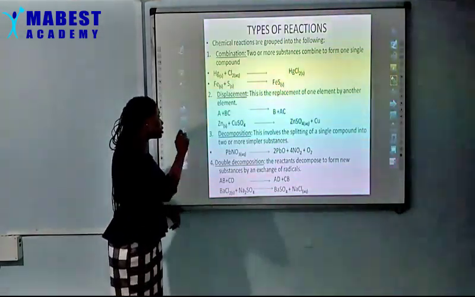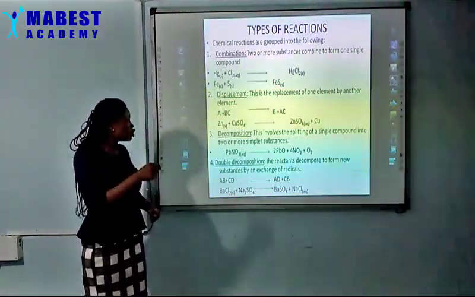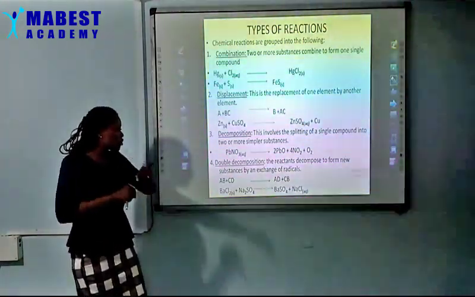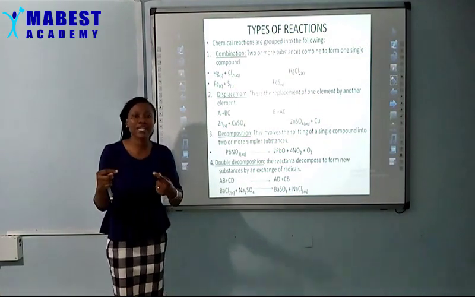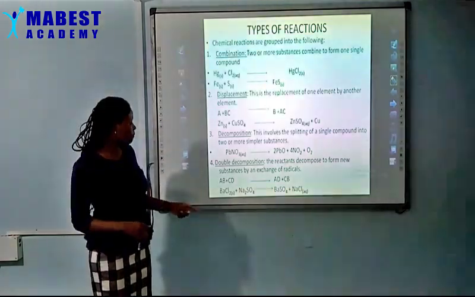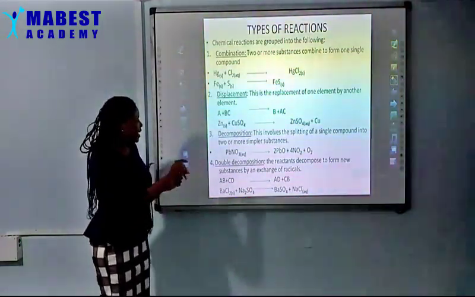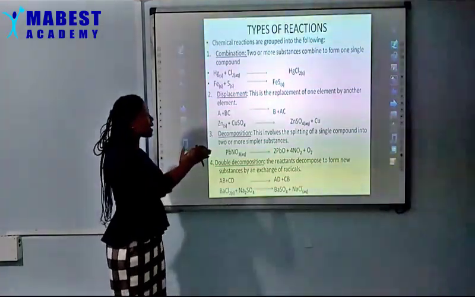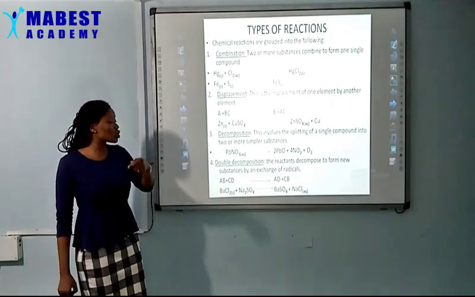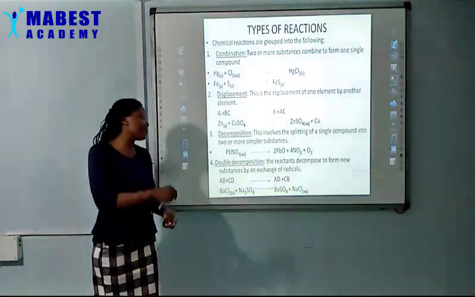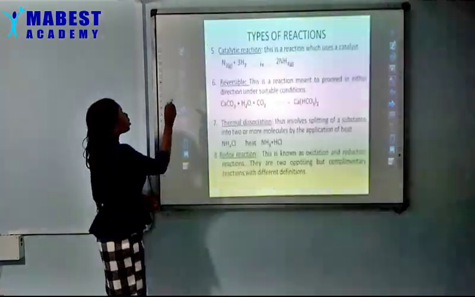We equally have double decomposition reaction. In this type of reaction, the reactants decompose to form new substances by an exchange of radicals. This is usually used in the preparation of insoluble salts. What happens here is this: they exchange their radicals. As you can see, an example is compound AB reacting with compound CD. They exchange their radicals to form compound AD and compound CB. You can see here barium chloride reacting with sodium tetraoxosulfate 6. After the exchange of their radicals, it now gave us barium tetraoxosulfate 6 and sodium chloride.